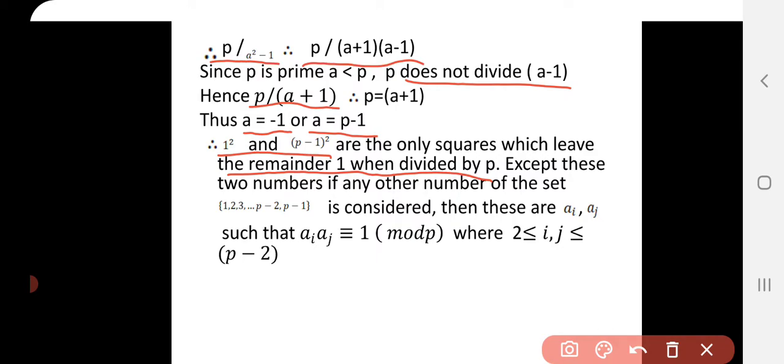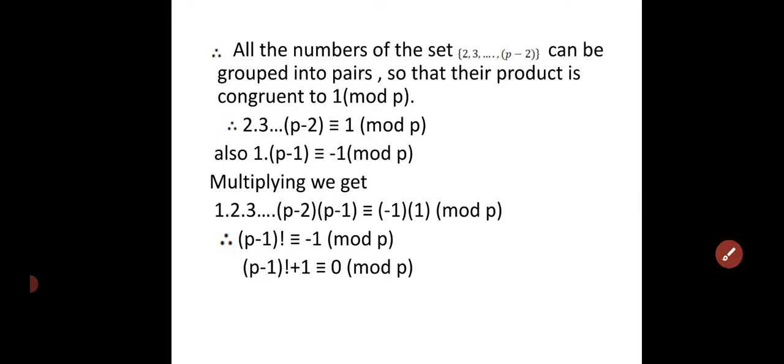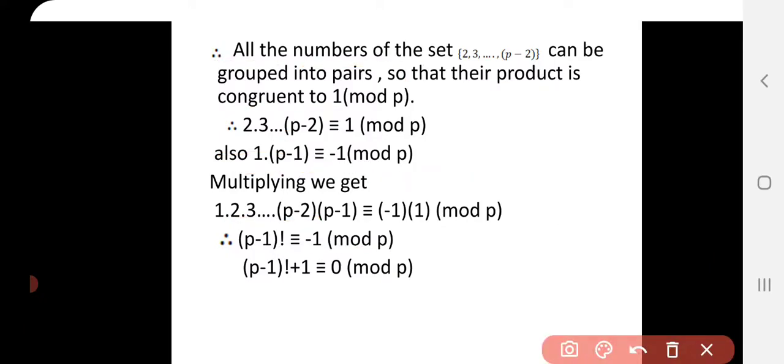by p. Except these two numbers, if any other number of the set 1, 2, 3, and so on up to p minus 1 is considered, then these are ai, aj such that ai times aj is congruent to 1 mod p, where i is greater than or equal to 2 and j is less than or equal to p minus 2. Now all the numbers of the set 2, 3, and so on up to p minus 2 can be grouped into pairs so that their product is congruent to 1 mod p.